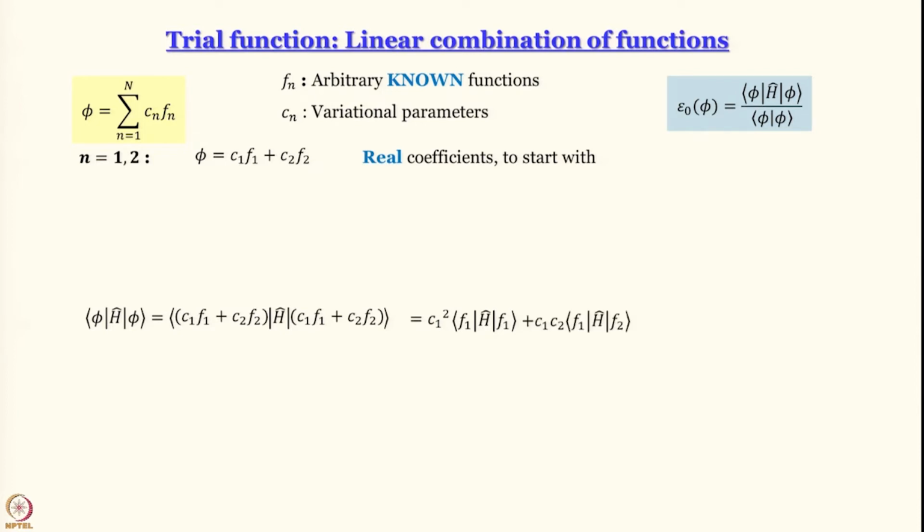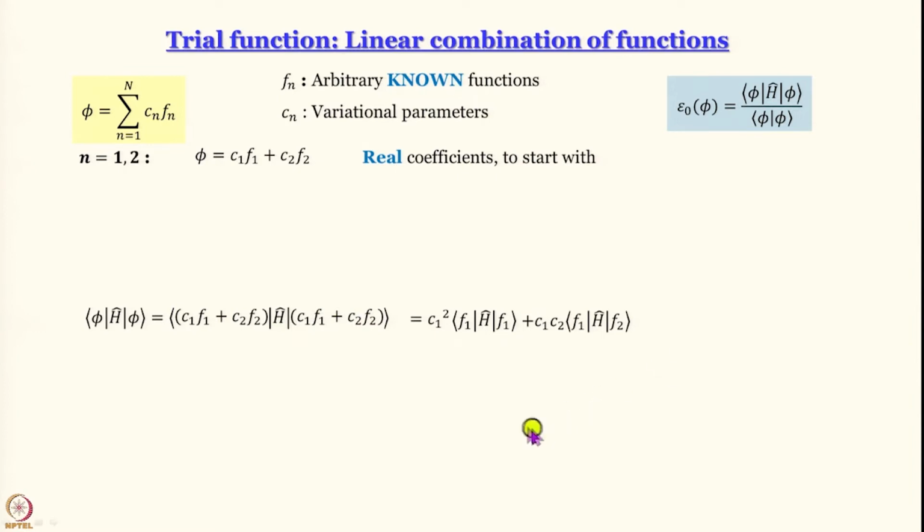Okay. So, this is the first term I get. What is the second term? The second term I can take between the first term of the bra vector and the second term of the ket vector. If I do that, I get C1 from the bra vector, C2 from the ket vector, F1 in the bra vector, H operating on F2 in the ket vector, right.